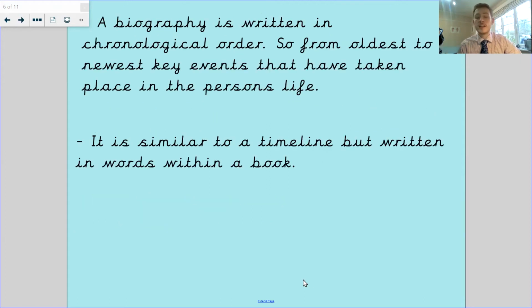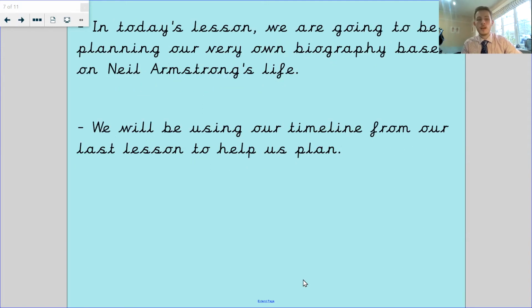So a biography is written in chronological order from the oldest key event to the newest key event that's taken place in somebody's life. It's similar to a timeline, but it's written out. So it's not just a short bullet point about what happened in 1930. It's full pages about what happened when he was born, okay? So in today's lesson, we're going to be planning our very own biography, and it's going to be based on Neil Armstrong's life. We're going to be using that timeline that we created from last lesson to help us plan.